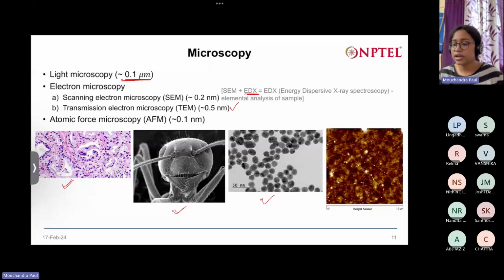The resolution is around 0.5 nanometer, whereas the last image is actually taken using atomic force microscopy, where you are able to see the morphology of the surface, the roughness, right? This is obtained from the movement of the cantilever probe, and the resolution that you can get is around 0.1 nanometer. So, a brief summary of all four types of microscopy that we generally use to characterize a biomaterial.